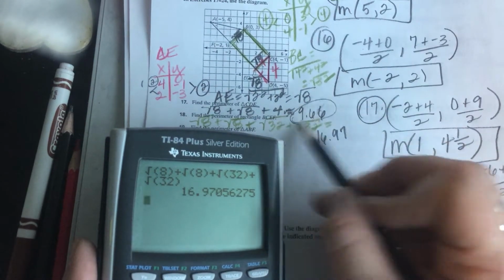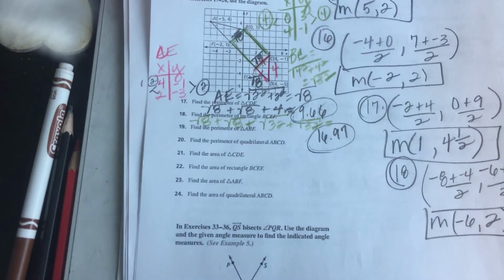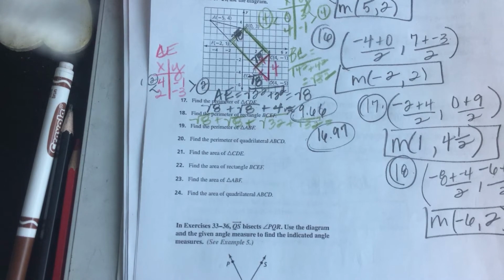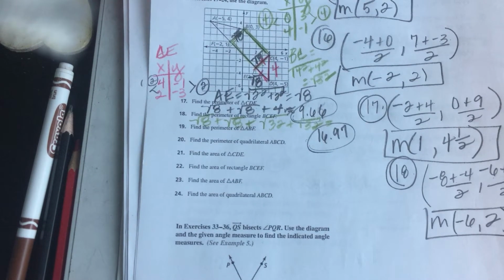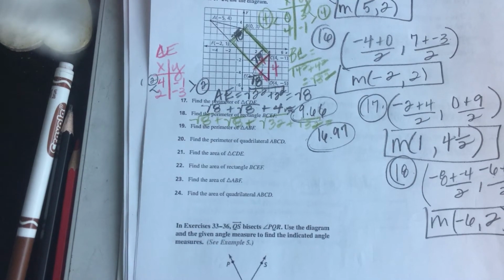All right, now, hey, come on in. We're on chapter 1 review. We're about third page in. Oh yeah, I got it. Perimeter of ABF. Perimeter of ABF.